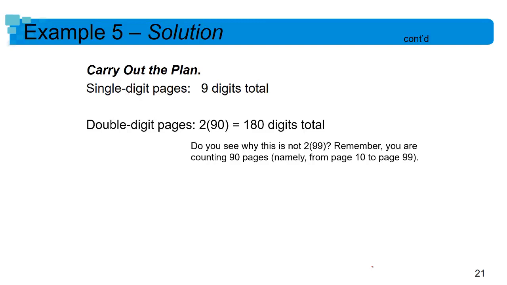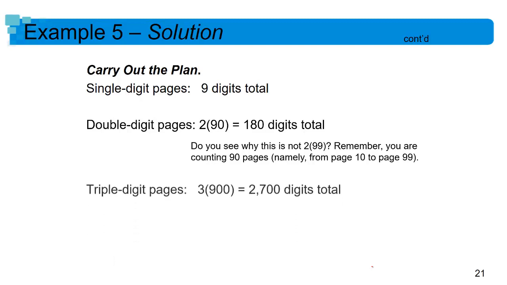There are 90 pages that go from 10 to 99, which makes sense because we have 9 pages that go from 1 to 9. And there are 99 total pages. So if we take those 9 away, we know there are 90 other pages, right? So there are 90 pages that are numbered 10 through 99. So each of those pages has 2 digits. So 2 digits times 90, there's 180 digits to do all those pages.